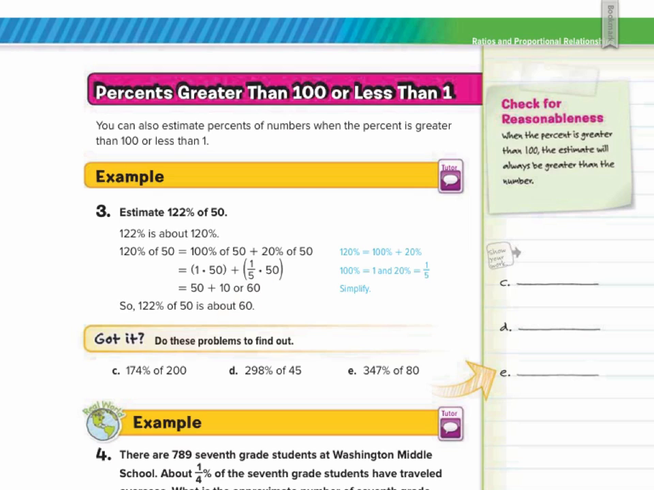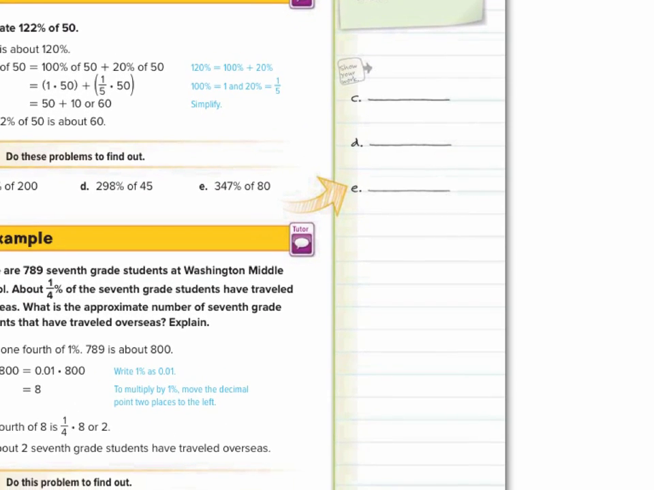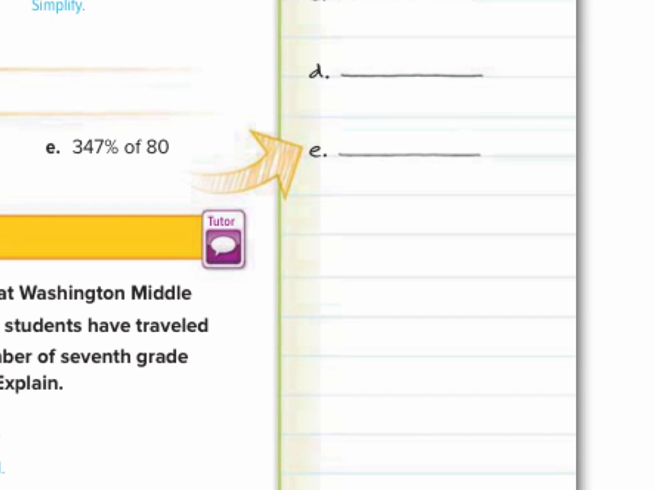All right, let's start there with our got it questions. I'm going to come on over to the side. 170 for C. And usually I edit those out, but let's just keep rolling. We're looking for 174% of 200. And so what we can do is first estimate this. Let's take this as 175% of 200.